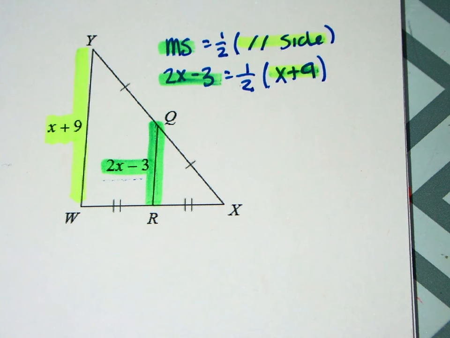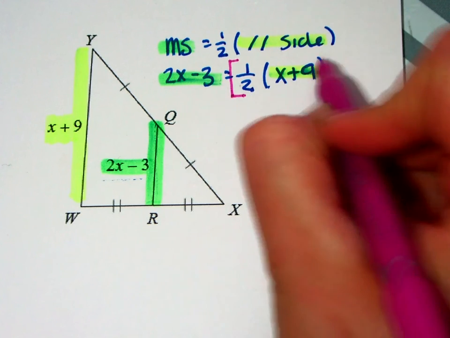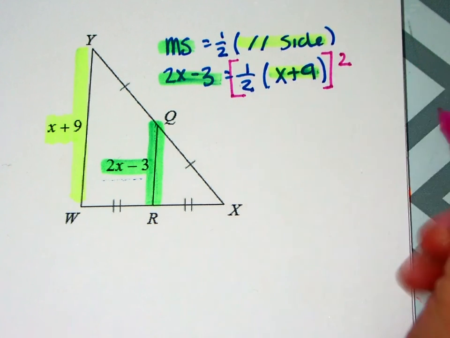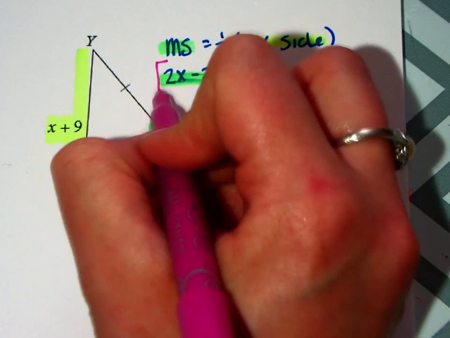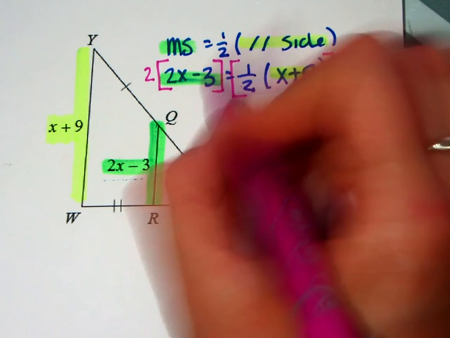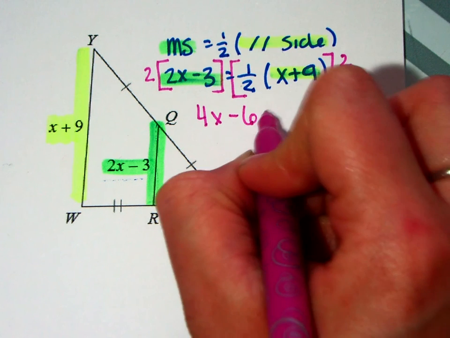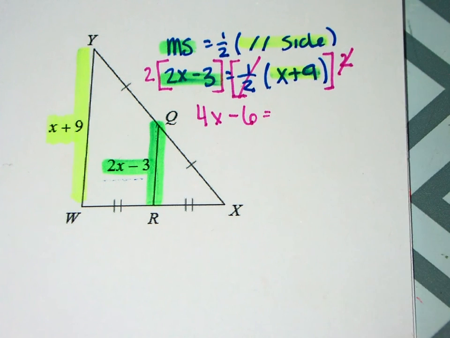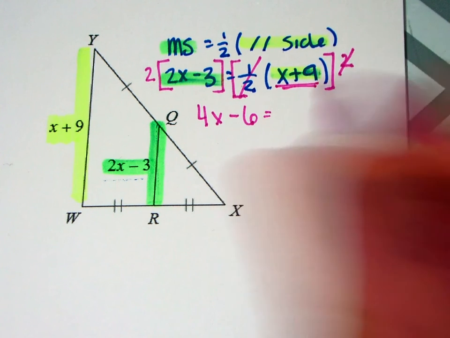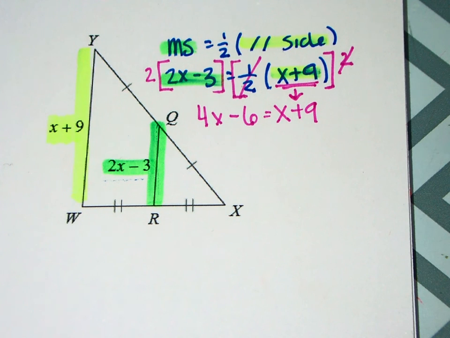What I'm going to do here is clear my fraction. Remember, when I clear a fraction, you multiply by the denominator. So in this case, the bottom is 2. I'm going to multiply both sides by 2. What I'm doing is I'm removing the fraction. Then I'm going to distribute. 2 times 2 is 4x. 2 times negative 3 is negative 6. Now the 1/2 and the 2 cancel, and I'm just going to bring down the length of the parallel side, x plus 9. I'm not doing anything with it.